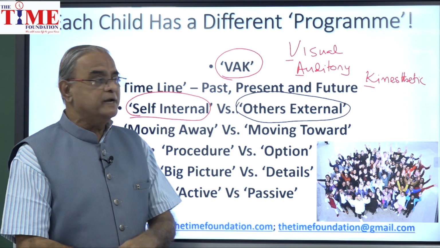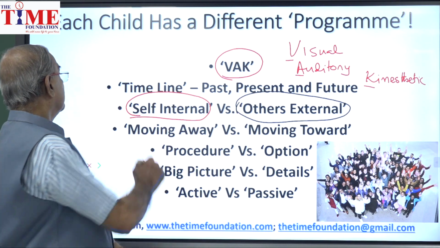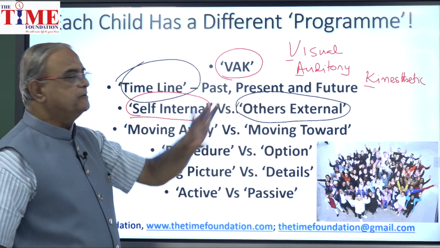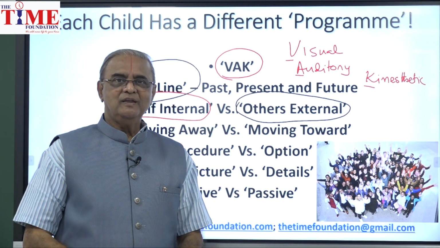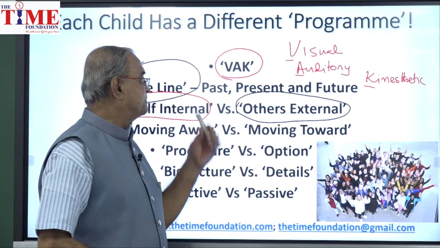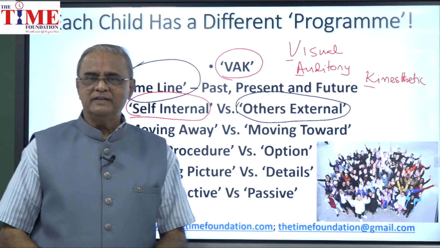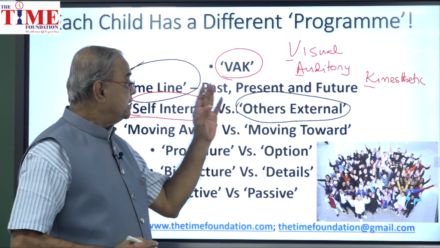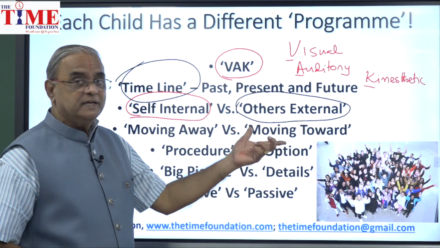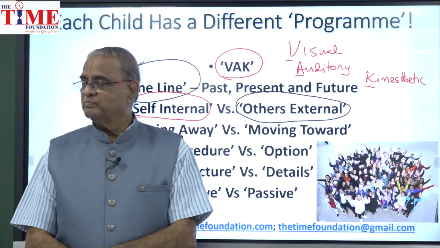Oh, I missed out one important line in between. Timeline. Past, present and future. A time has got the past, present and future. We know there is a past tense, there is a present tense, there is a future tense in English grammar. People also have the orientation to past, orientation to present and orientation to future.